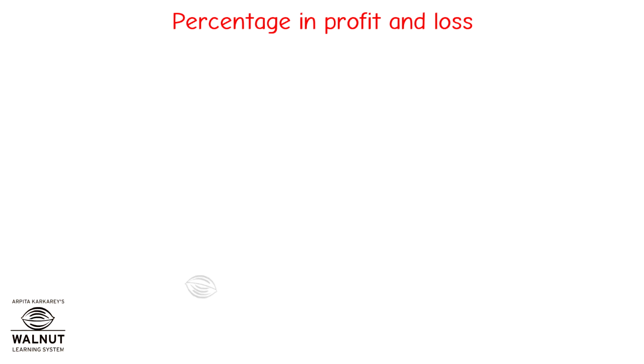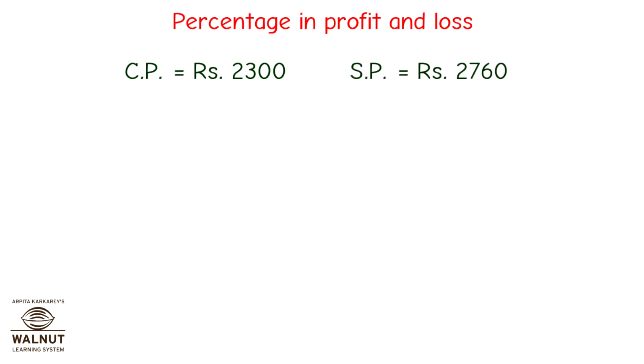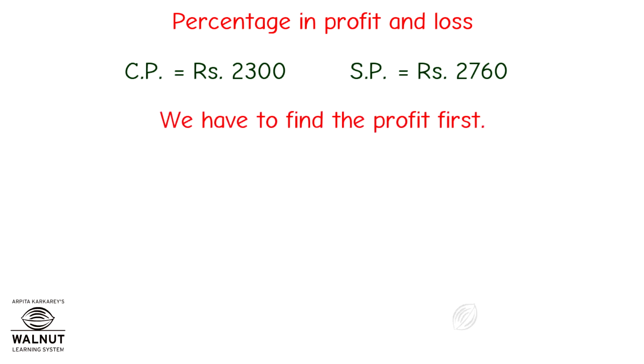Let's solve some more problems on finding the percentage in profit or loss. Read the prices given below and then find the profit percentage. The cost price is equal to rupees 2300 and the selling price is equal to rupees 2760. As the selling price is greater than the cost price, we have to find out the profit first. Write the formula to find the profit. Profit is equal to selling price minus cost price.